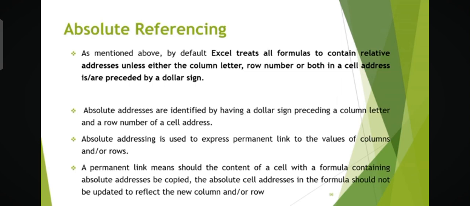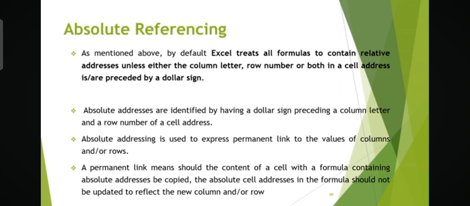Absolute cell referencing is used to express a permanent link to values of a column or a row. Just like the way we decided that we want to keep our tax value not changing. The way we are referring to the tax value, we want to keep it the same, and that is why we locked the row. And later when we were dragging horizontally, that means our column will be affected, so we locked the column as well. And that was why we locked the column.